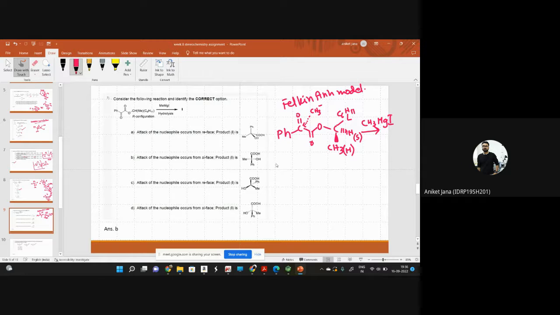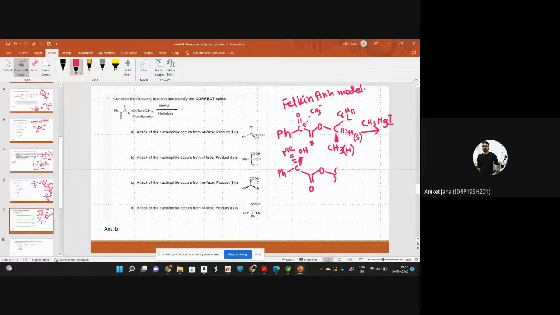And what will be our product? Below the plane, methyl will attack. There will be OH, and the rest will be as it is. Okay.